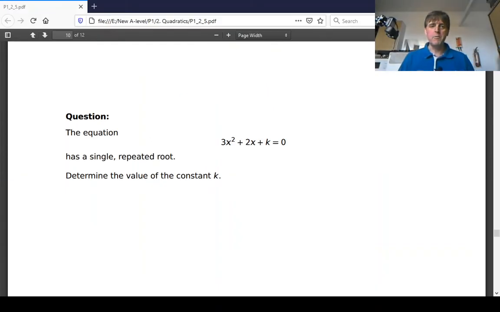Okay, over to you. Now it's your turn. Have a go at the question on the screen. Use the discriminant to help you and restart the video once you've got your answer.